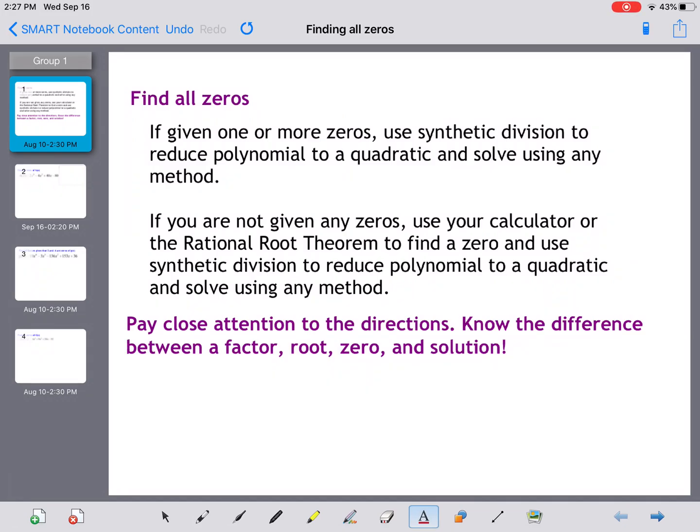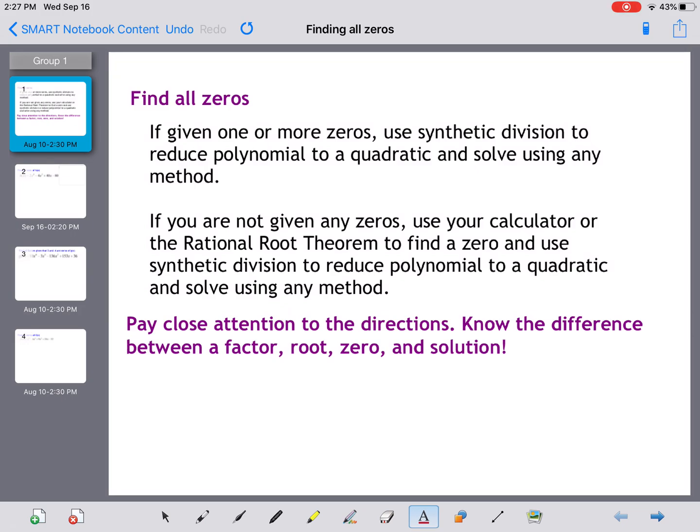Hello everyone. Today we are going to put everything from Unit 2 together and find all zeros. We're going to be either given a zero or a factor or a root, or we are just going to be given a polynomial and we have to find all of those values given the tools that we have right now. So if you're given one or more zeros, you want to use synthetic division to reduce that to a quadratic, and then you can use all of your solving skills in quadratics.